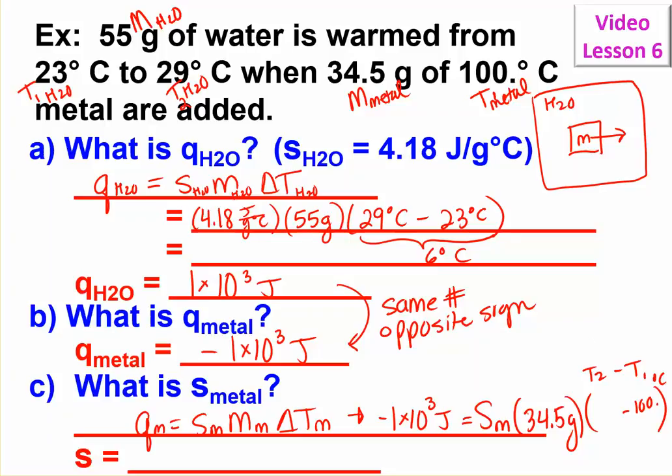Okay, so, in other words, T2 for the metal equals T2 for the water. And so it is 29 degrees Celsius. Okay, and we plug that all in, we get a specific heat of 1 sig.